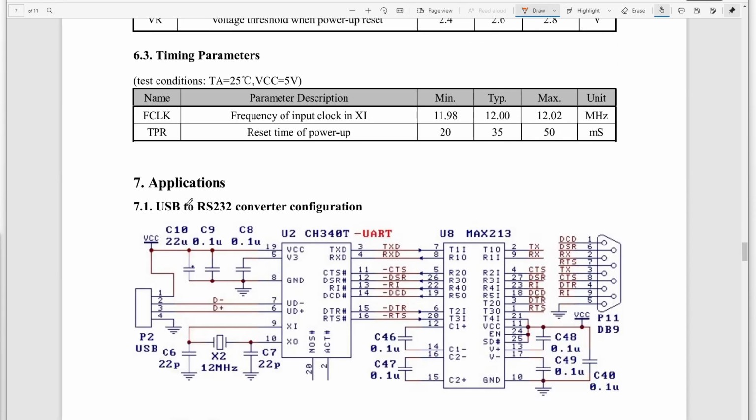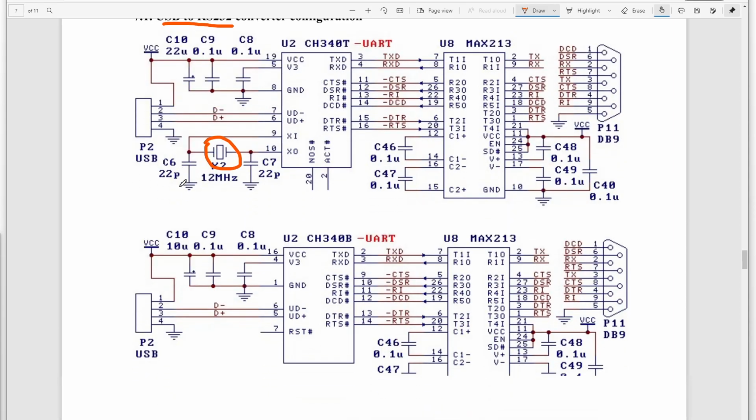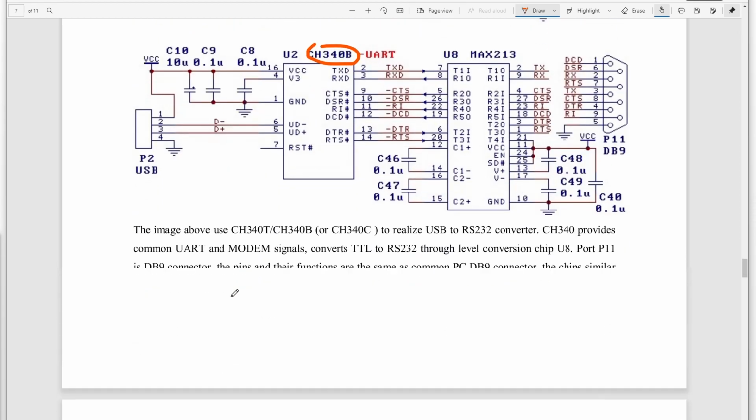So this is the application example circuit. This is USB to RS232. So this is CH340, and this is the RS232 chip, okay. This one has a clock. This one needs the outside clock. This one has no need for an outside clock here. Okay.